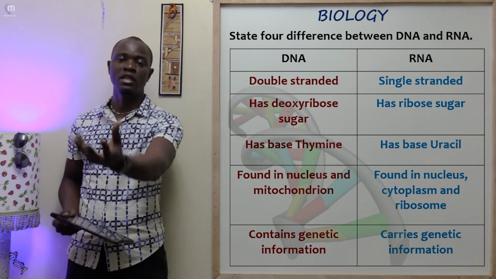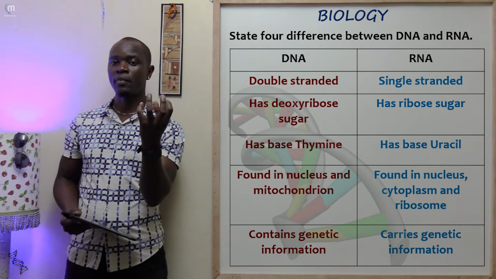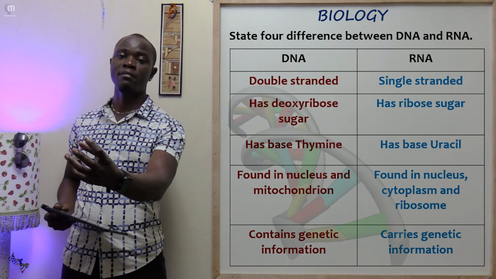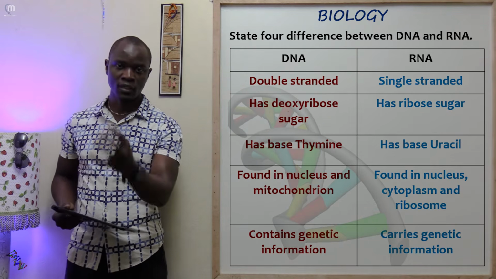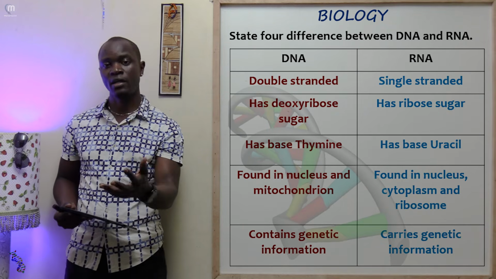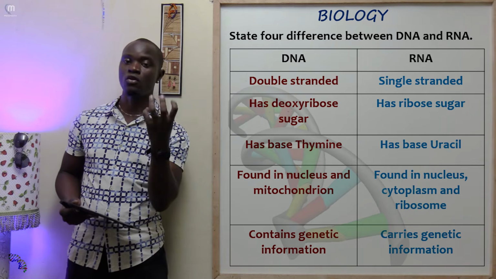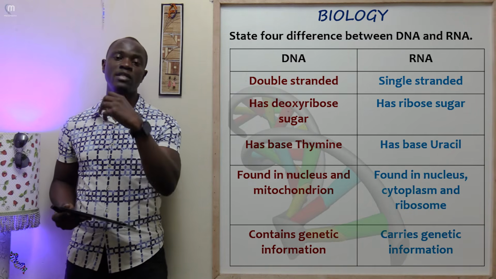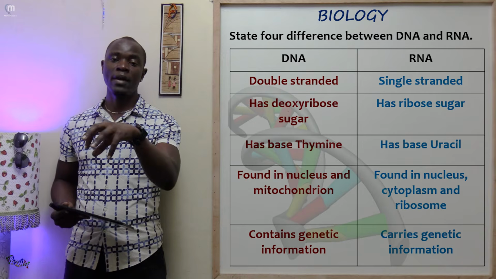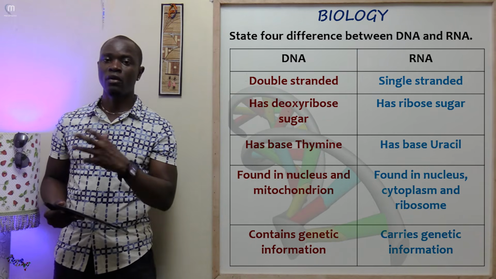But how does it reach the ribosome? It passes through the cytoplasm. So from the nucleus, after copying, it enters the cytoplasm, it moves through the cytoplasm and then to the ribosome. So the locations where you can find an RNA are the nucleus as it copies, the cytoplasm as it moves to the ribosome, and finally the ribosome, where protein synthesis is going to take place. So those are the locations of RNA.